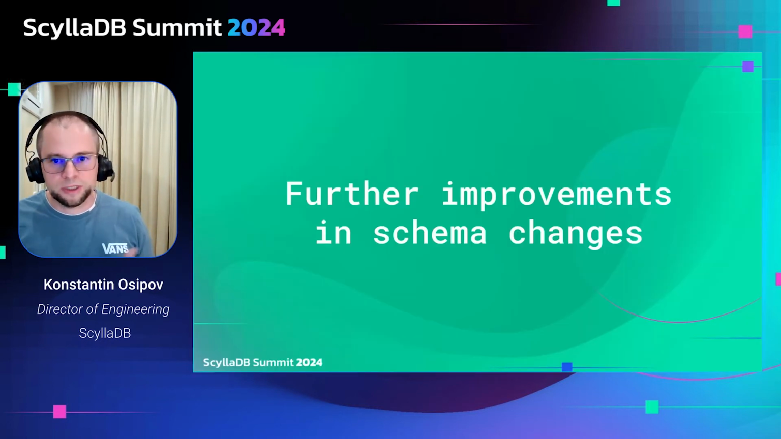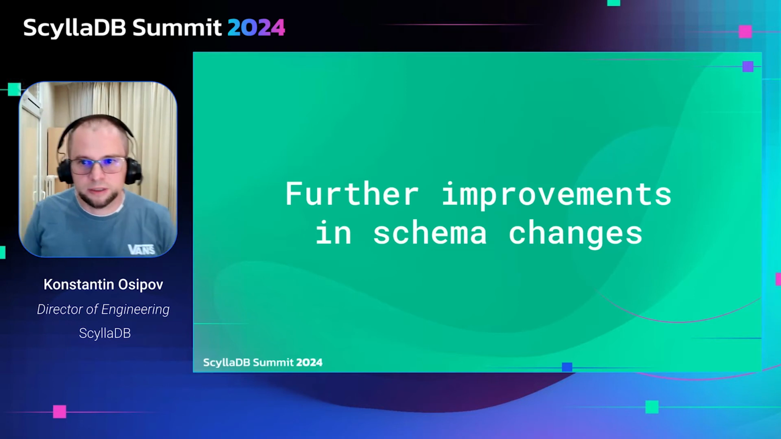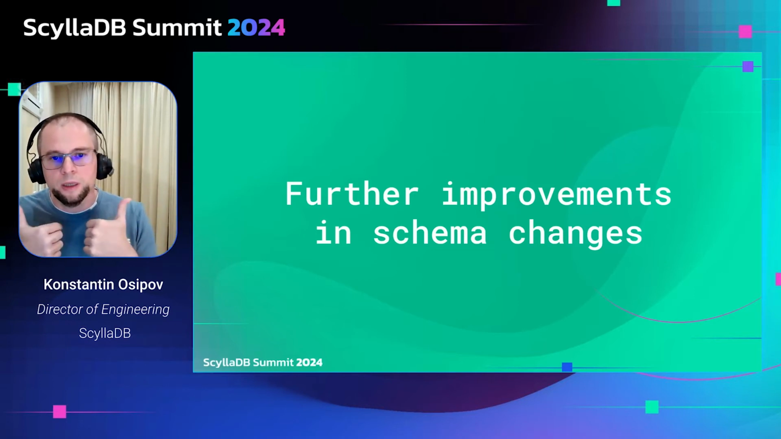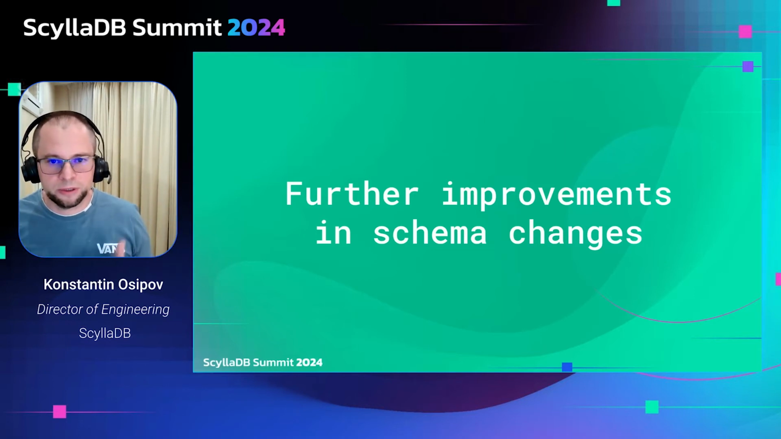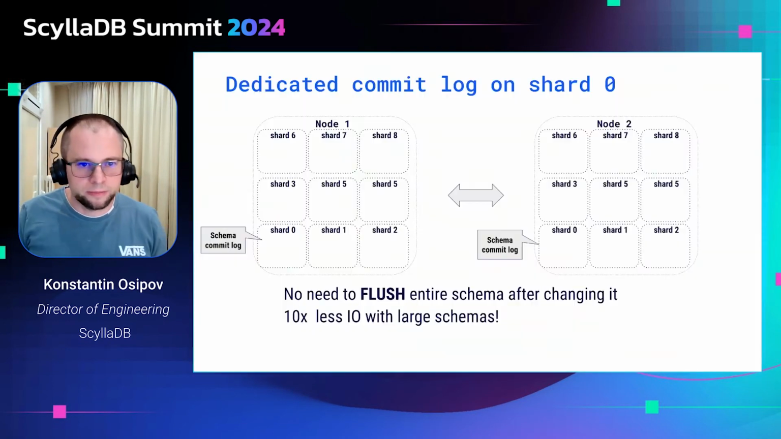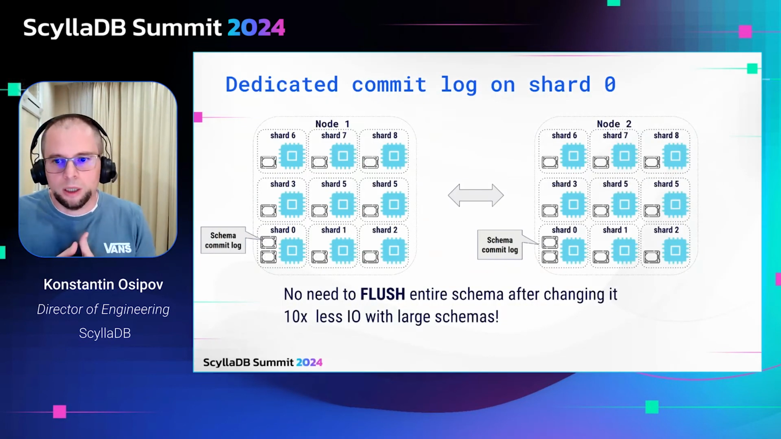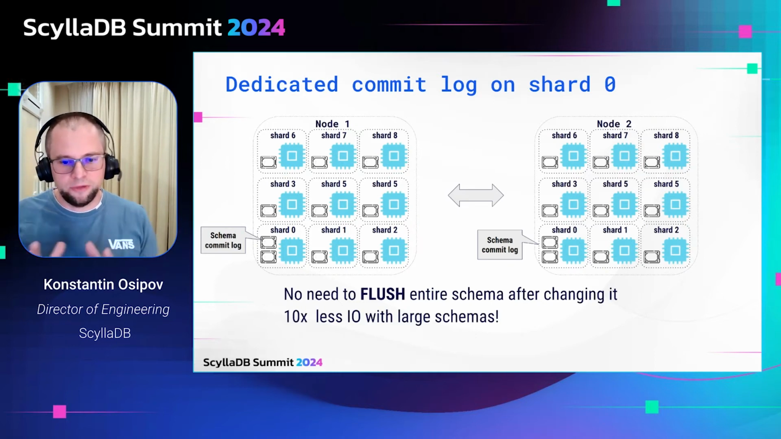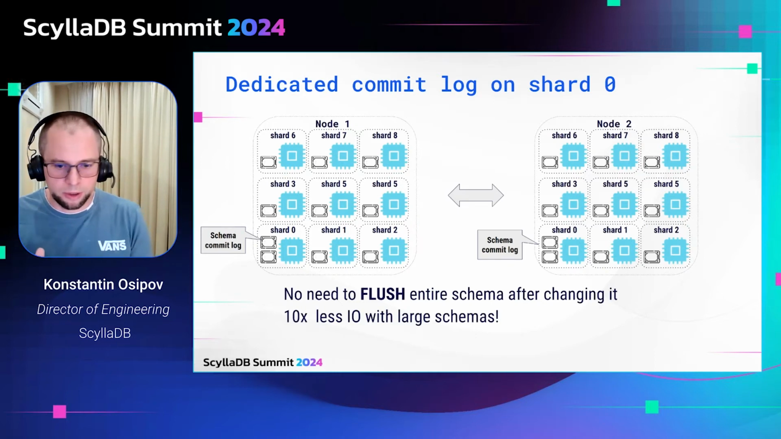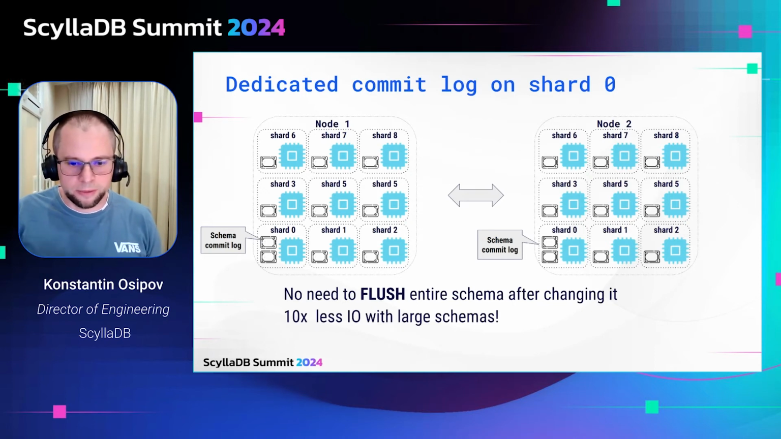So now let me go over some practical application of this design in 6.0 and begin with the improvements to schema changes that we introduced. You've probably heard about the feature in Scylla called the schema commit log. It's a dedicated commit log that runs on shard 0, and it has different properties than the data commit log. So first of all, it's always durable. It's always synced right to disk.